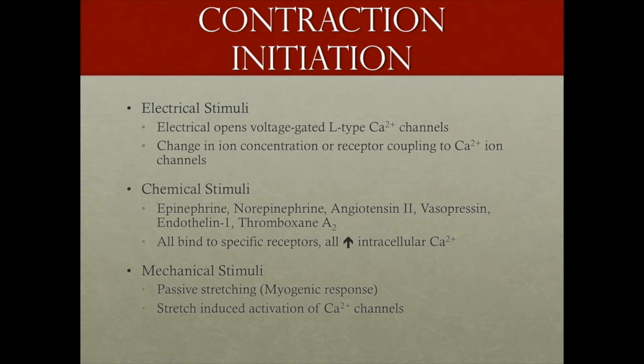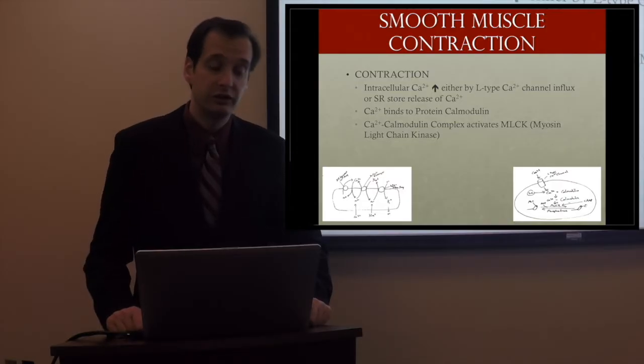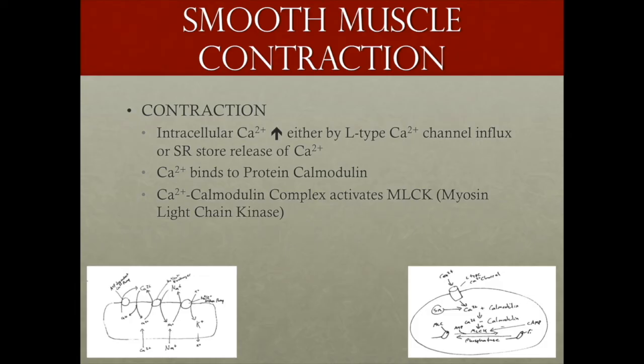Chemical stimulation can bring about contraction through mediators such as epinephrine, norepinephrine, angiotensin II, vasopressin, endothelin-1, and thromboxane A2. All bind to their specific receptors and all eventually increase intracellular calcium. Mechanical stimuli can bring about contraction through passive stretching, called a myogenic response, and stretch-induced activation of calcium channels. Smooth muscle contraction is brought about by the increase of intracellular calcium, either by increased L-type calcium channel influx or increased sarcoplasmic reticulum release of stored calcium.